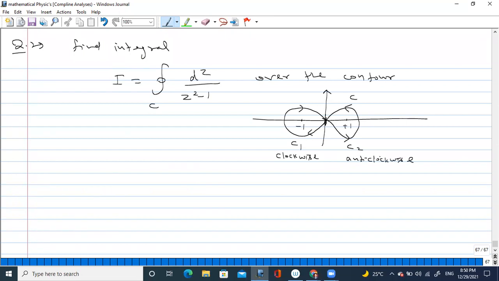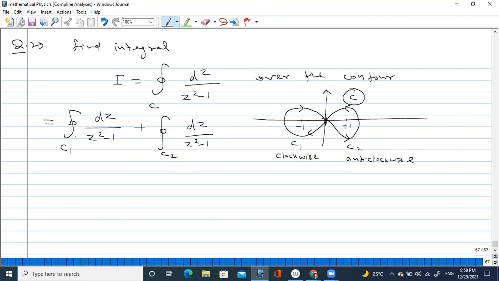So in such type of question, if 3 contours are there, 4 contours are there, you put 4 contours and separate them. So in such a question, your C contour will be converted to C1 and C2. So your integral will be converted to the integral for C1 contour, same thing, plus for C2 contour also the same thing.